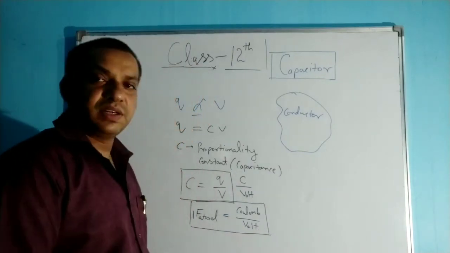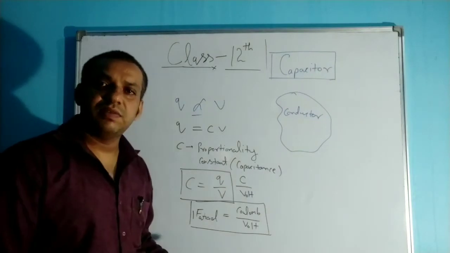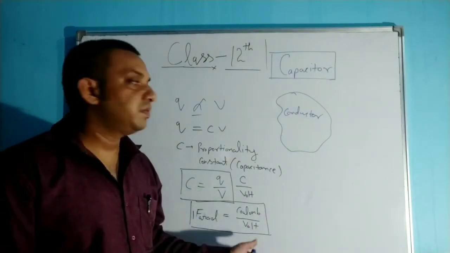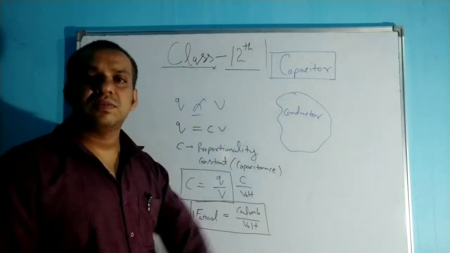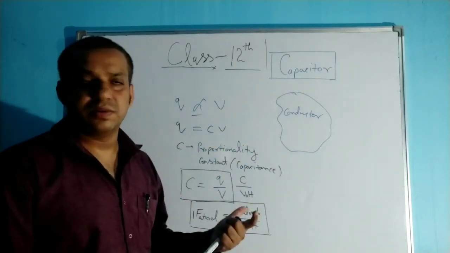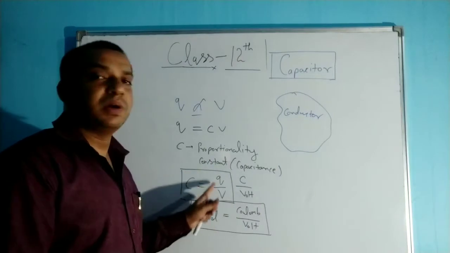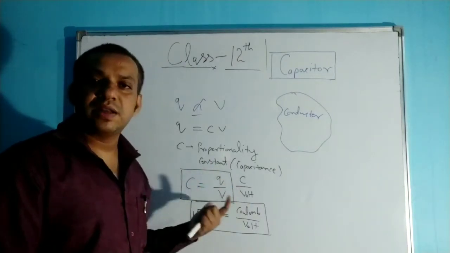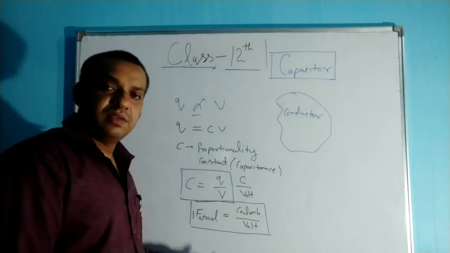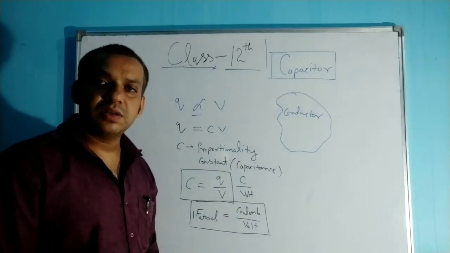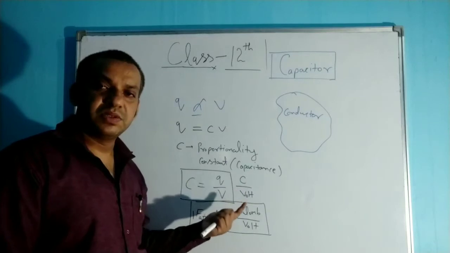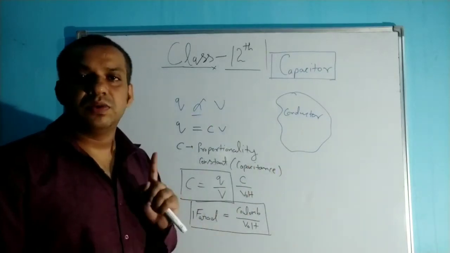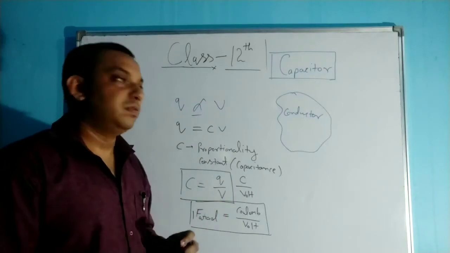So you can also give the definition of 1 farad. What is 1 farad? 1 farad is that amount of charge that will raise the potential of the conductor by 1 volt. Now, C is equal to Q by V. If V is equal to 1, then C is equal to Q. So from that expression you can derive the definition of 1 farad: it is that amount of charge that will raise the potential of the conductor by 1 volt.